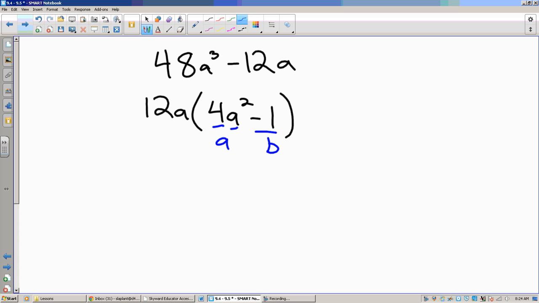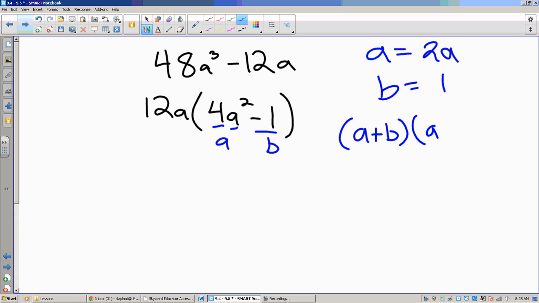So remember, a here is 4a squared, and b here is 1. What is the square root of 4a squared? 2a. You got it. And what is the square root of 1? 1. Okay, so remember, it follows the form of a plus b times a minus b. If a is 2a and b is 1, what's my answer going to be? Jacob? It'd be 2a plus 1, and then 2a minus 1.